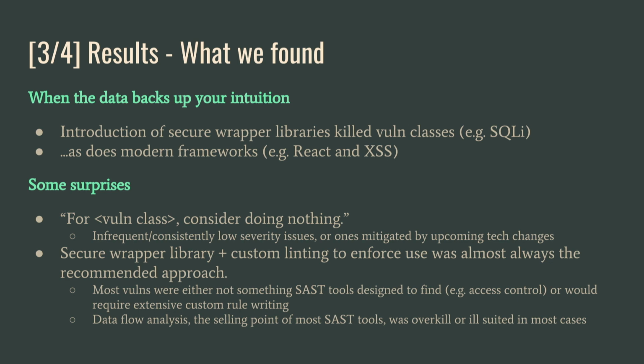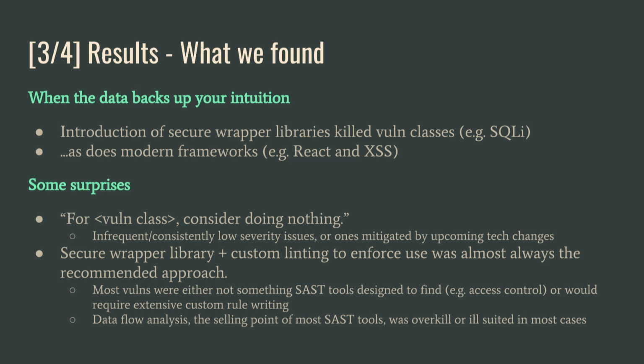So the first is that secure wrapper libraries, for example, they built one so all access of user data had to go through this wrapper library. It killed SQL injection, so awesome, that's what you hope to see. As do modern frameworks. So new code was written in React, and then there was legacy JavaScript as well that hadn't been ported. So anytime there was XSS, it was in the old code. So I think both of those are things as AppSec engineers you want to believe, but it was cool to see the data back this up.